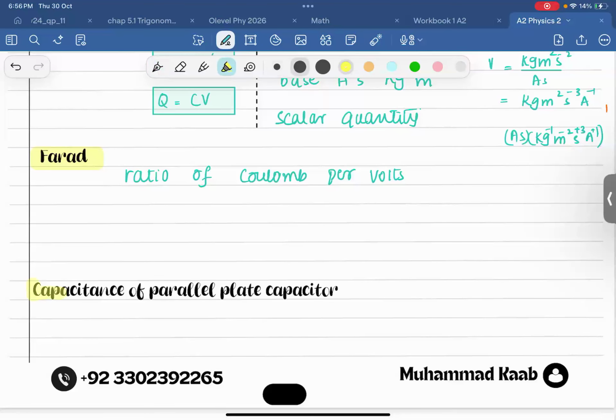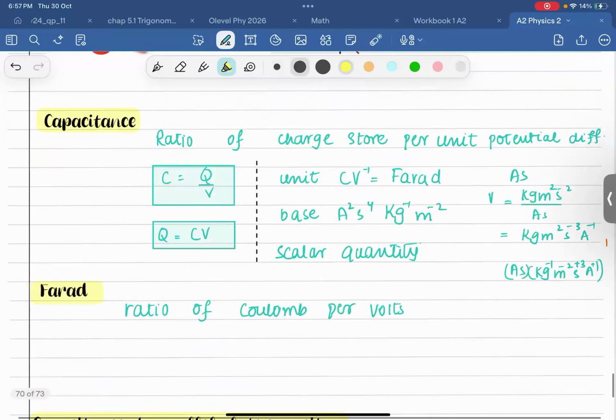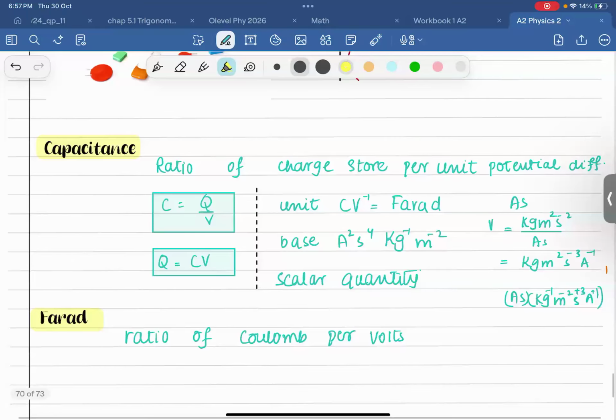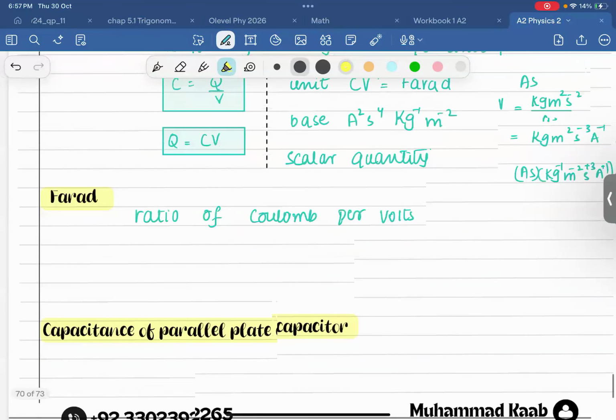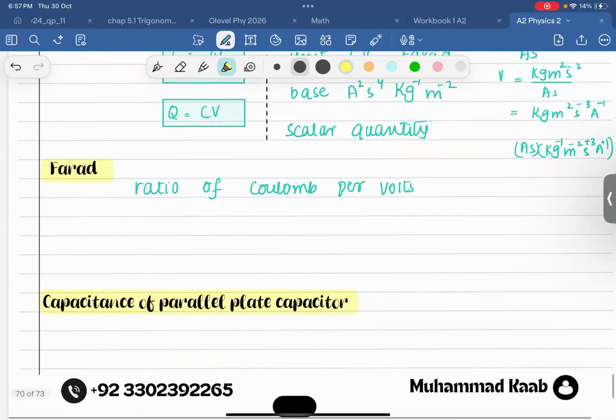So this is the capacitance of the parallel plate capacitor. By the way, for the first definition, they'll ask you in 1 mark at maximum, for the capacitance. But as far as the second definition is concerned, they'll ask you in 2 marks at least or 3 marks.